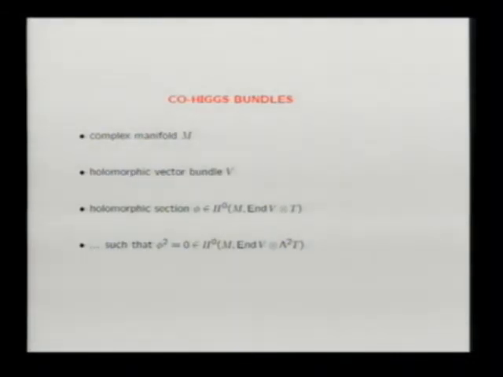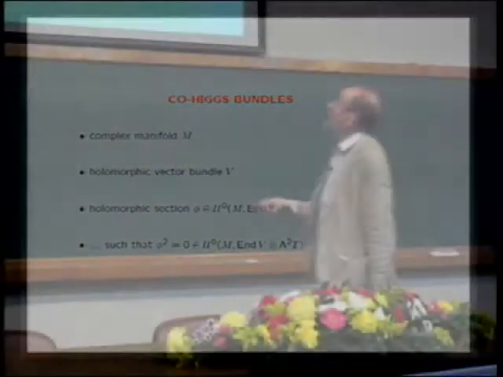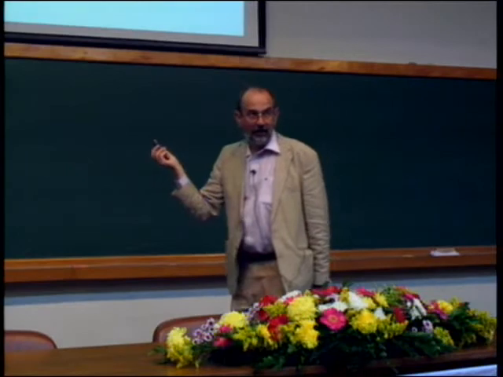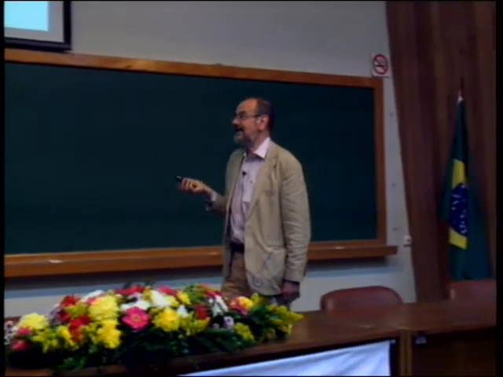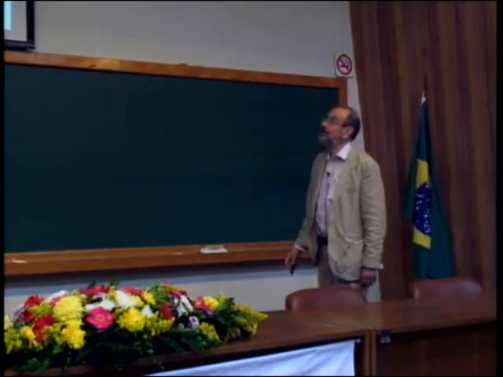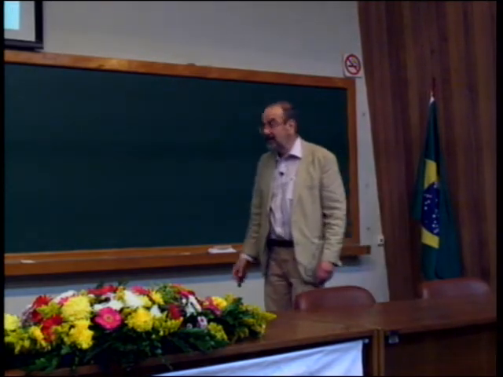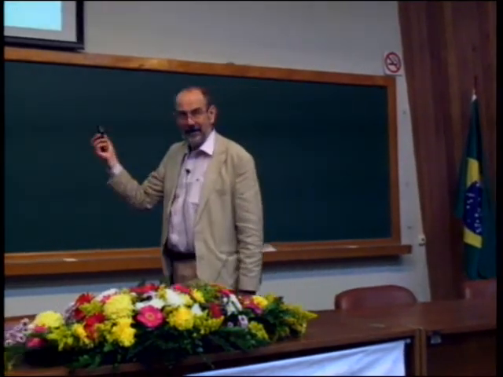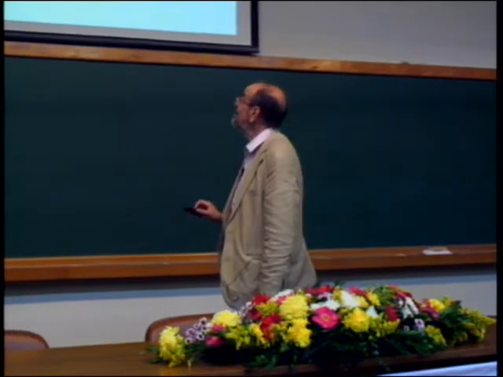So if you like, phi wedge phi is equal to 0. That means the object in here, which is the Lie bracket of phi with itself, bracket in terms of endomorphisms, together with the wedge product of the two forms. Now, if I took phi to be equal to 0, that would be an example, and that would just be an ordinary holomorphic vector bundle. So it is equally true that an ordinary holomorphic vector bundle is an example of a co-Higgs bundle, but the co-Higgs bundle is in principle more general.